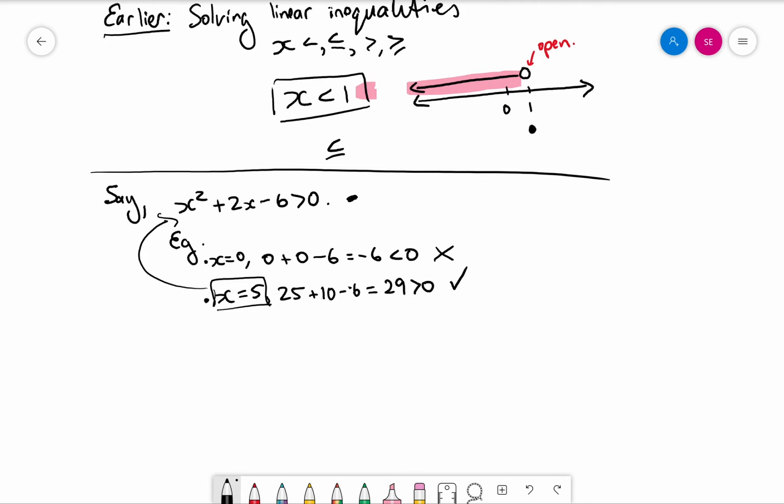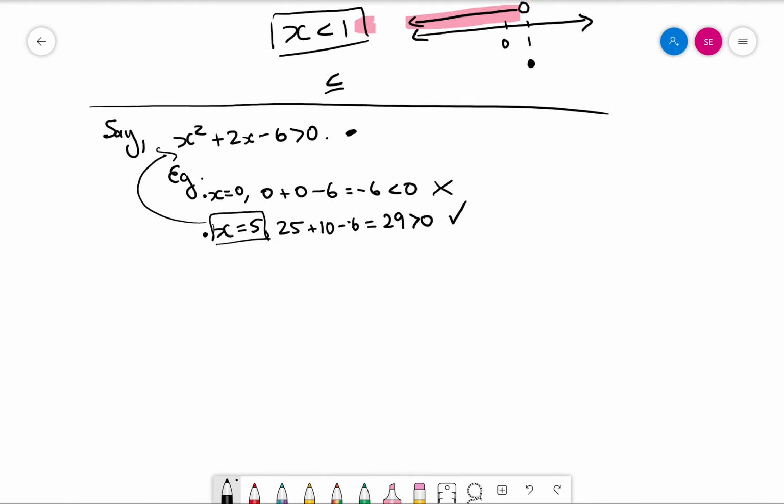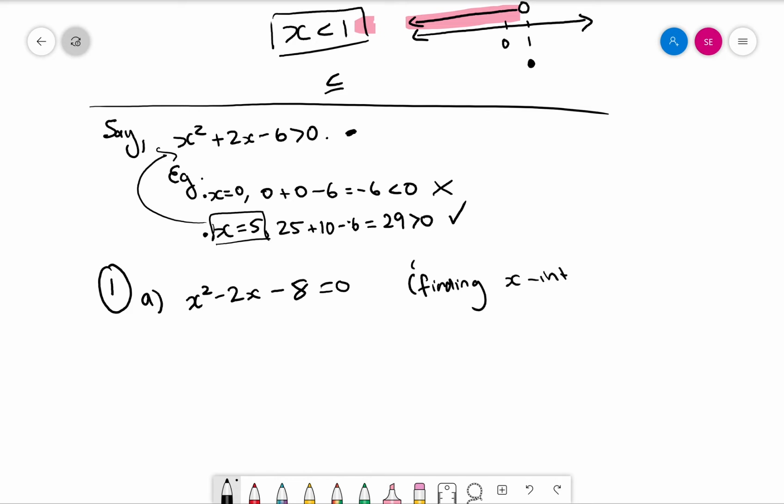Okay, well, how we find it, there are basically 3 steps. So let's look at question 1 and we'll go through those steps. We want to solve the equation x squared minus 2x minus 8 is equal to 0. This is what we've done before in the last chapters. This is just basically finding x-intercepts, and we do that generally by letting y equal 0, and then we get something that looks like this.